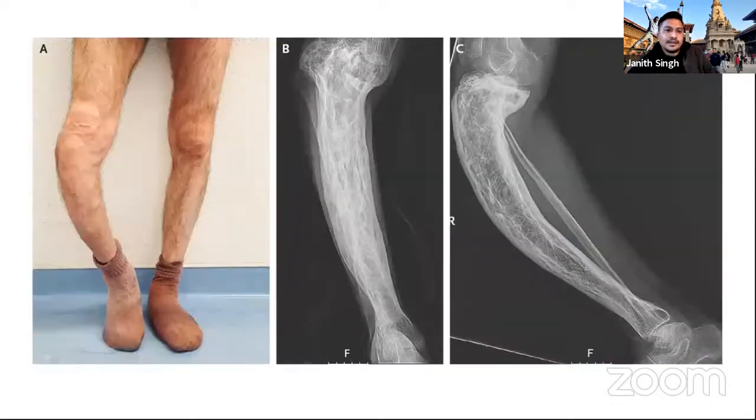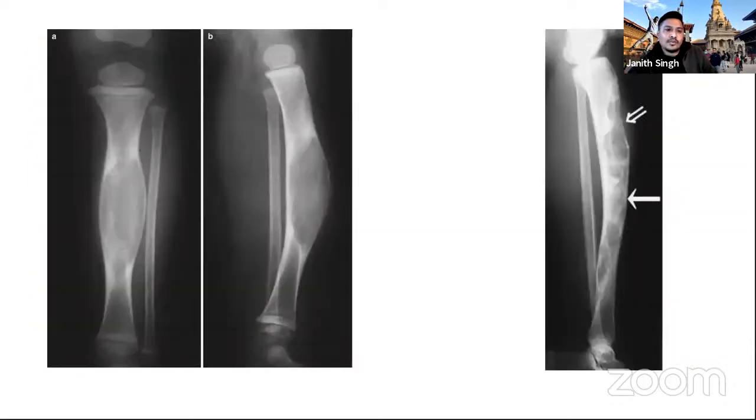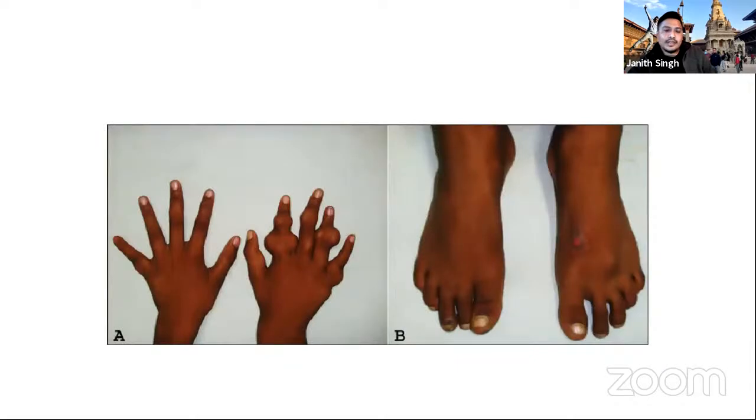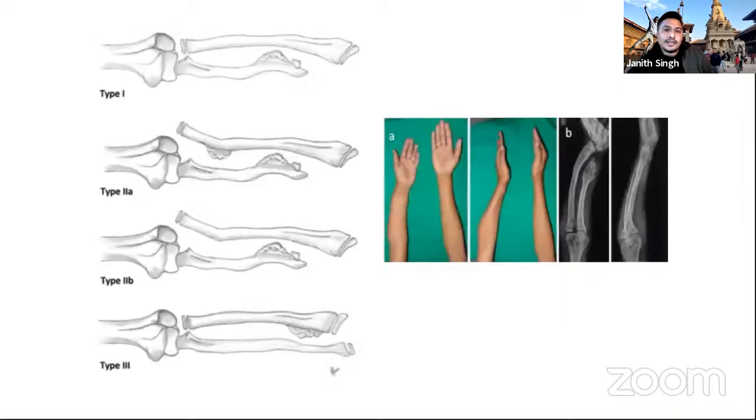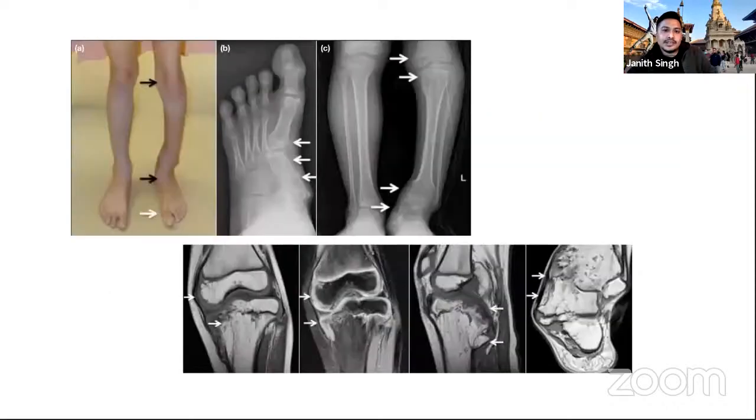So this is a case of Paget's disease in which there is acute bowing of the tibia. This is a case of OFD in a kid, so you can see the bowing there. On the right, you see adamantinoma in an adult causing bowing. It's a case of Ollier's disease with hemimelia, so one side of the body is affected. It's a case of shepherd's crook in polyostotic fibrous dysplasia. This is the Masada classification of forearm and wrist deformities in multiple hereditary exostoses.